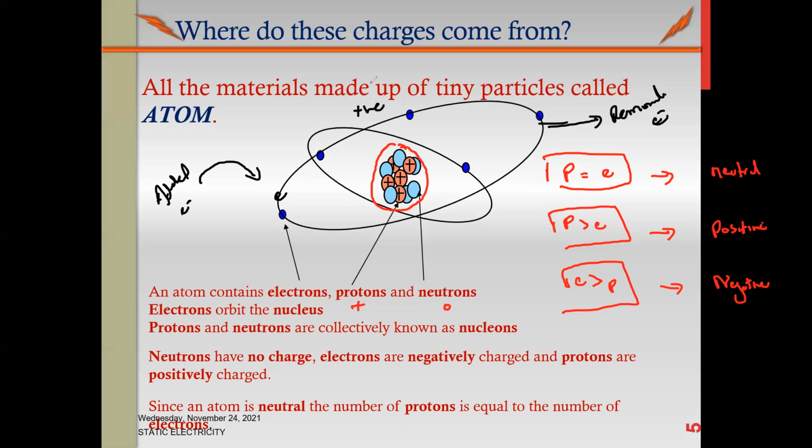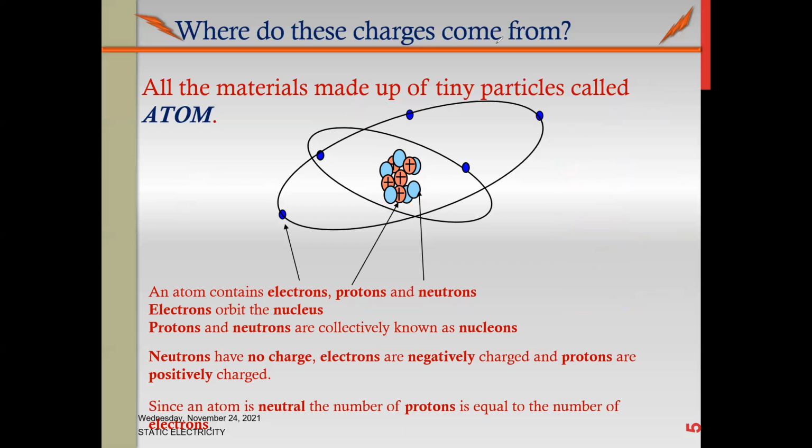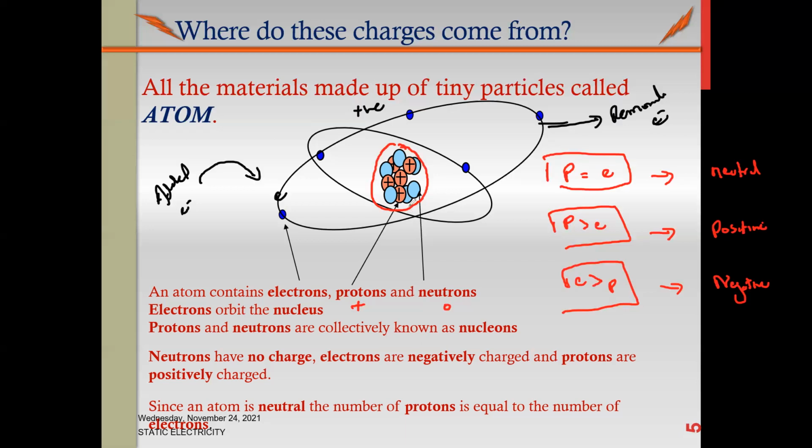So an atom turns positive or negative not by losing protons, because protons are in the nucleus, but by adding or removing electrons. If there is addition of electrons, it will turn into a negative charge, but if there is removal of electrons, it will turn into a positively charged ion. Is the concept clear, why the atom can be charged? In what cases can the atom be charged?